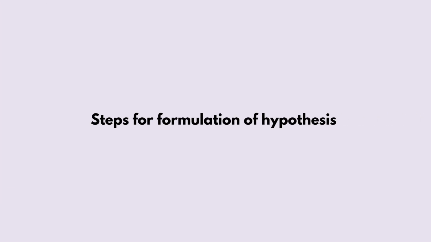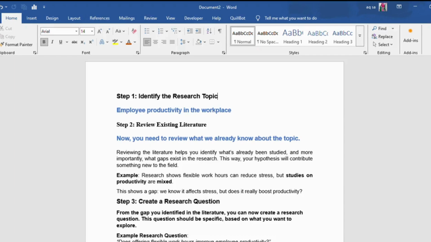Steps for formulation of hypothesis. Step 1. Identify the research topic. Pick your interested topic. I am selecting employee productivity in the workplace.